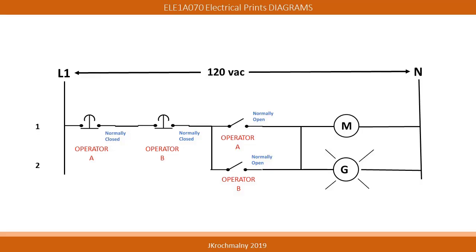Next, we identify each rung in the ladder diagram. Here we can see rung number 1 ending with the motor load. Rung number 2 ends with the green lamp load.